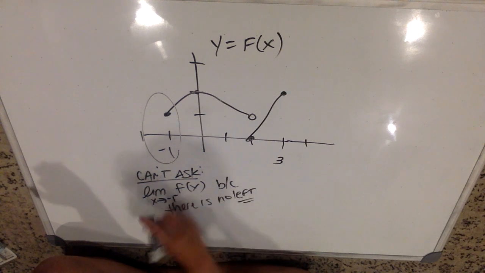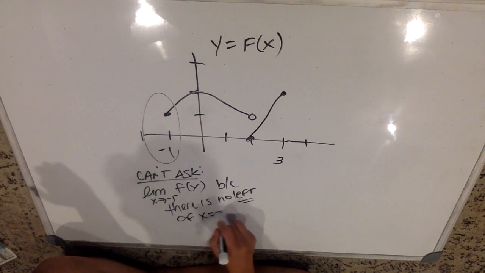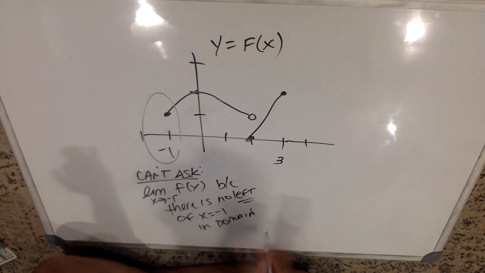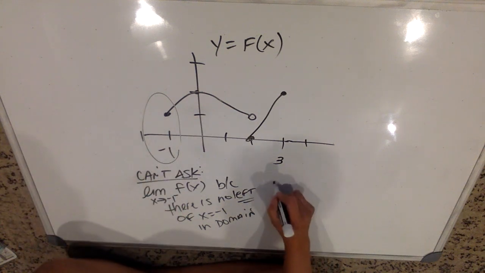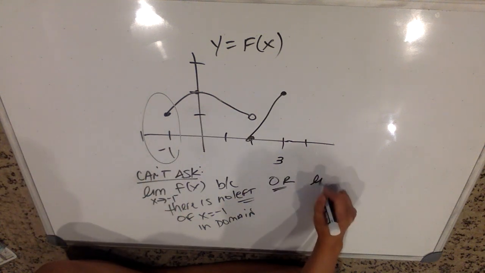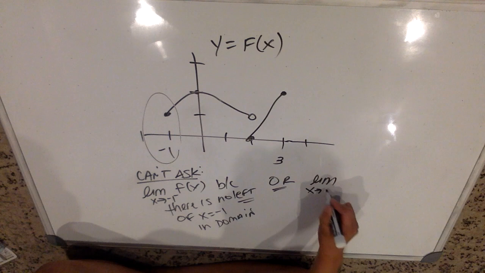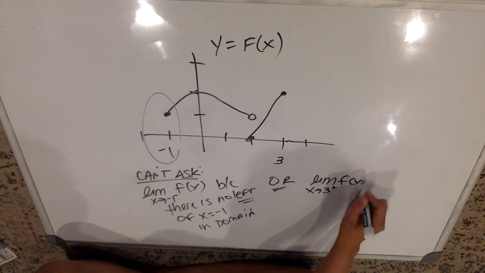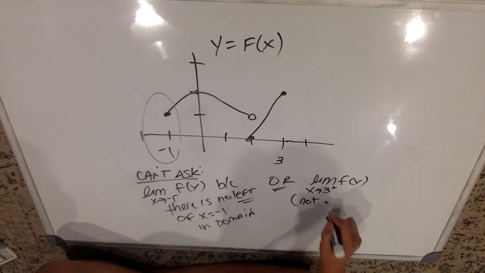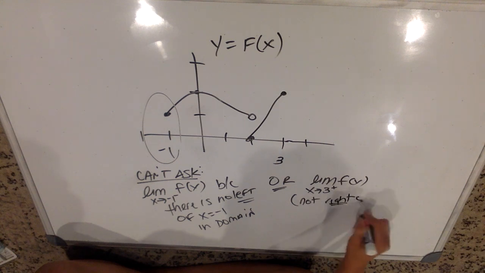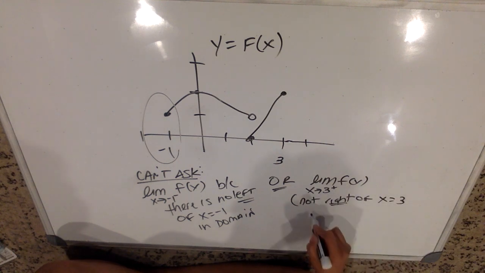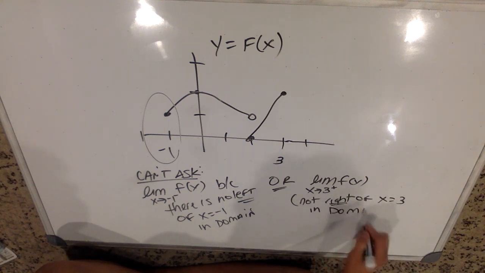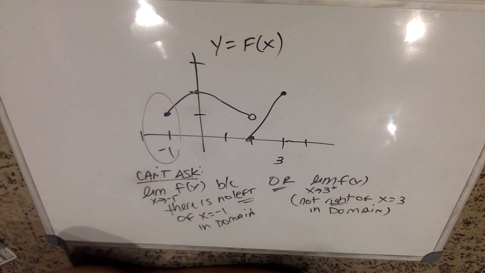There is no left of negative 1 in the domain, right? The graph is literally not defined anywhere over here, and I also can't ask you for the limit as x approaches 3 from the right, because again, there is no right of x equals 3 in this domain. The graph just straight up does not exist after 3, right?